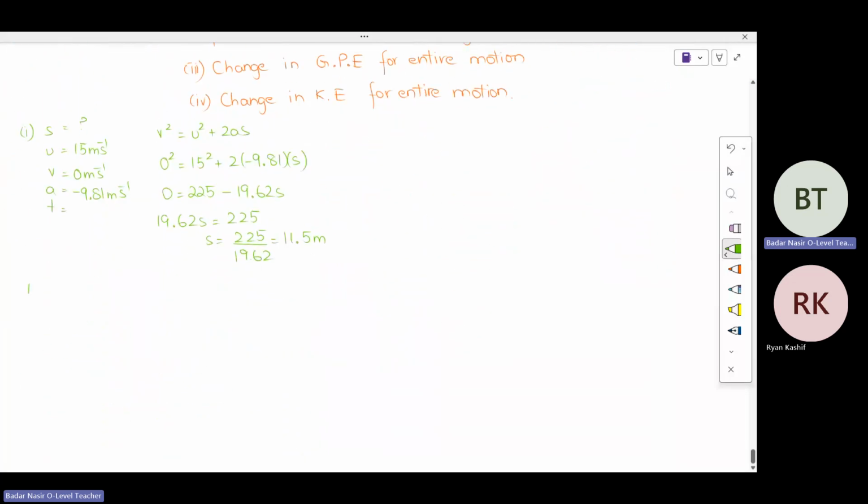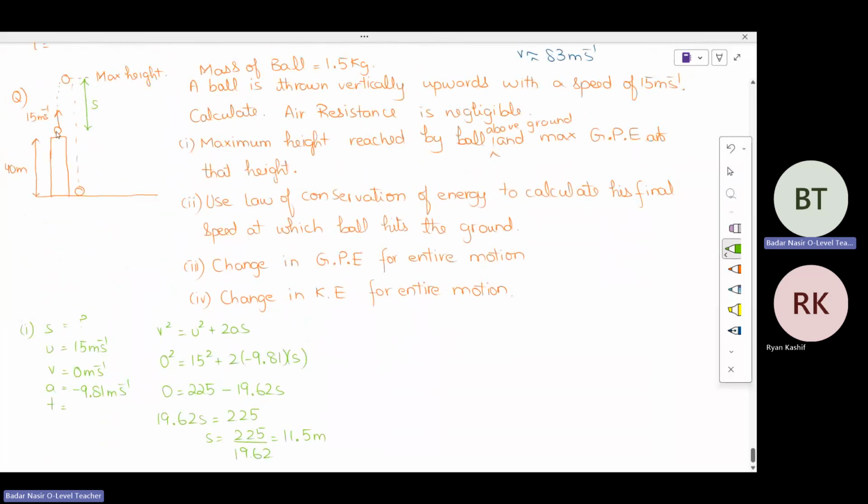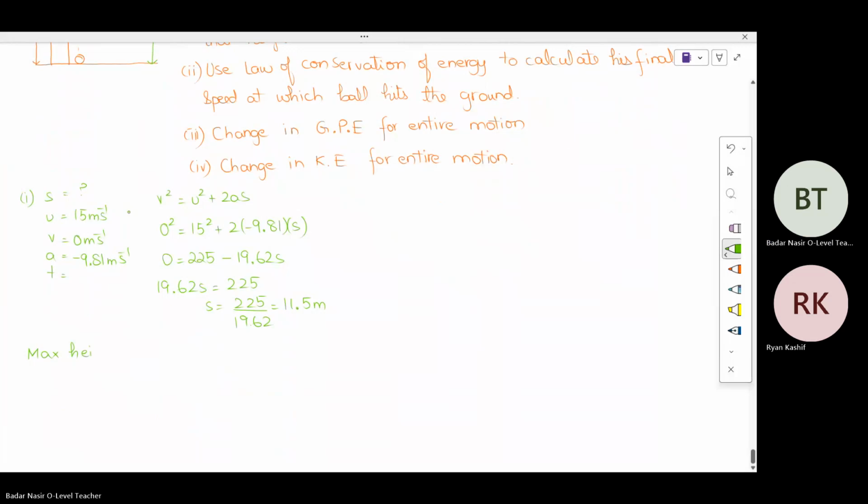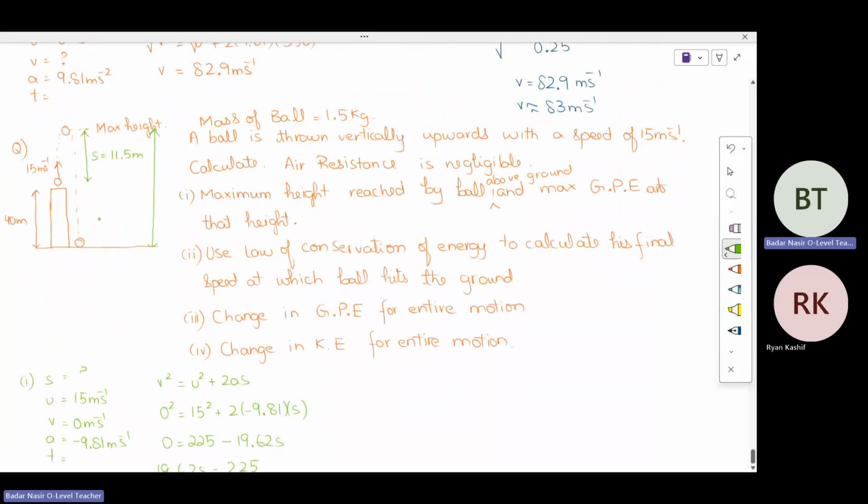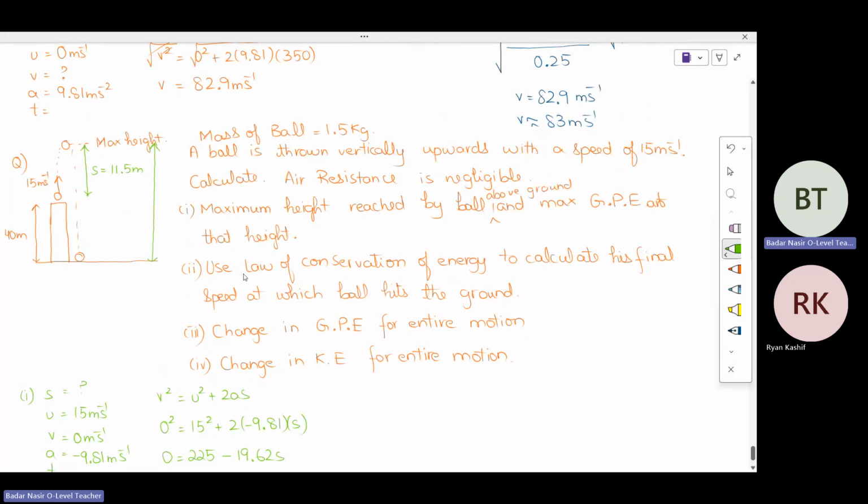So the maximum height is going to be, देखो अब ये जो 11.5 है वो यहां से लेके यहां तक का है, this is 11.5 meter. अब हमारी जो मैक्सिमम हाइट above the ground होगी, तो हम 11.5 और 40 को ऐड कर देंगे। So the maximum height is going to be 40 plus 11.5 and we get 51.5 meter.